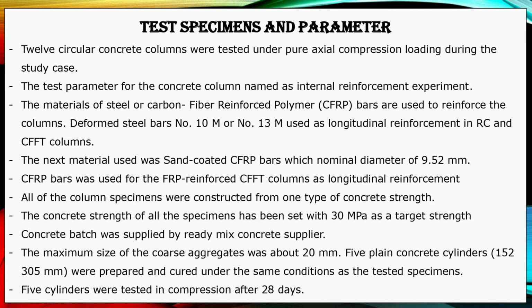Deformed steel bars number 10 m or number 30 m, which have nominal diameters of 9.52 and 12.7 respectively, were used as longitudinal reinforcement in RC and CFFT columns. The next material used for this experiment was sand-coated CFRP bars, which have a nominal diameter of 9.52 mm. CFRP bars were used for the FRP reinforced CFFT columns as longitudinal reinforcement for this study.